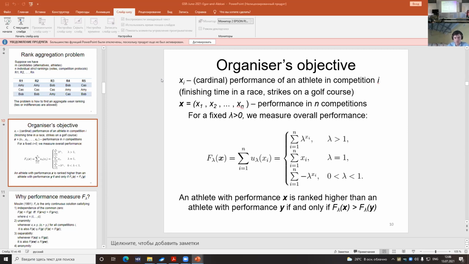An athlete with performance x (bold) is ranked higher, or is evaluated higher from the position of the organizer, than an athlete with performance y by definition if and only if f lambda of x is more than f lambda of y. This means that an organizer who likes lambda and this function f lambda evaluates the aggregate performance of x higher than the aggregate performance of y.